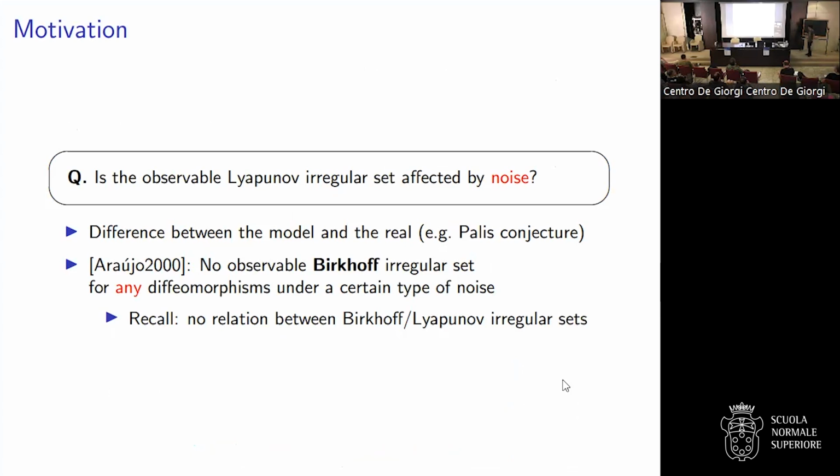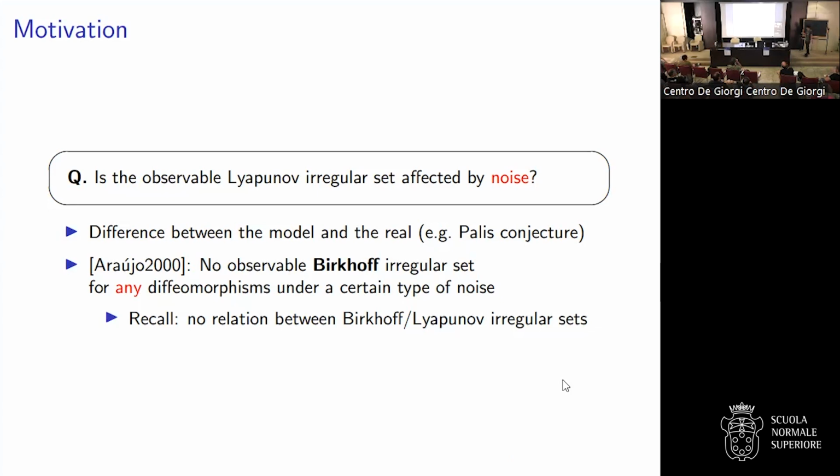I believe the importance of considering noise is common to you, because a mathematical model is a little bit different from the real phenomena. Noise means the kind of difference between the model and the real. So I think we should consider some dynamics with noise.